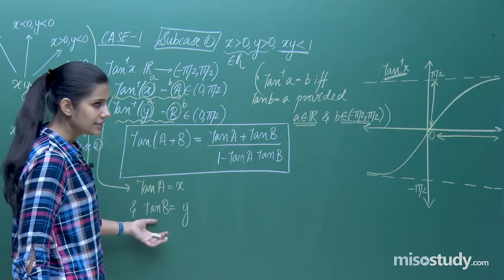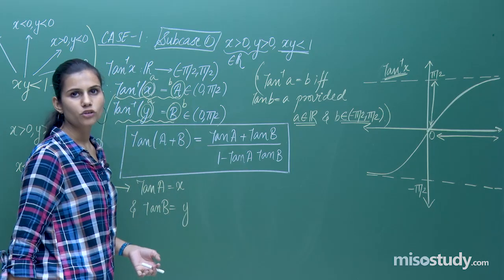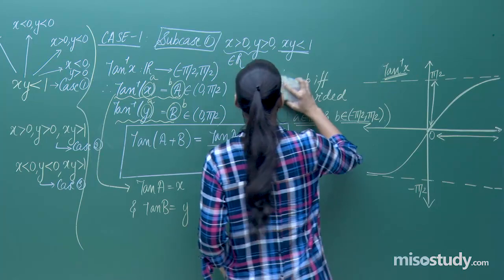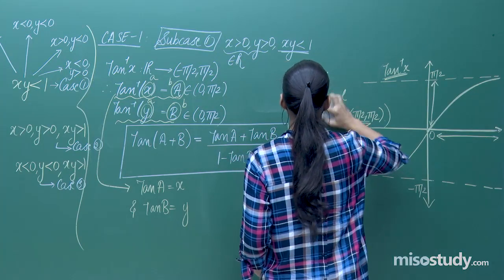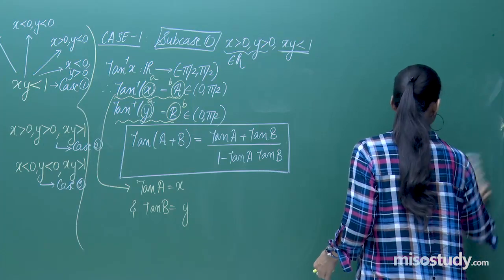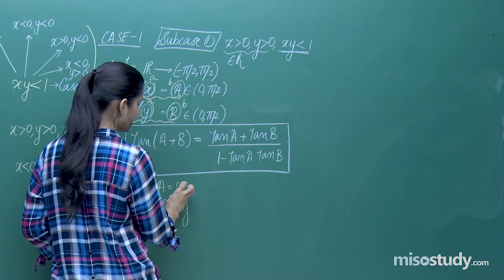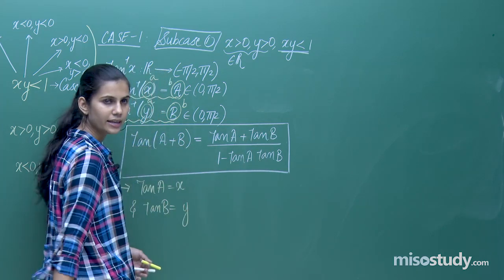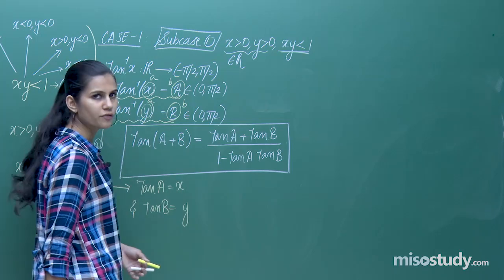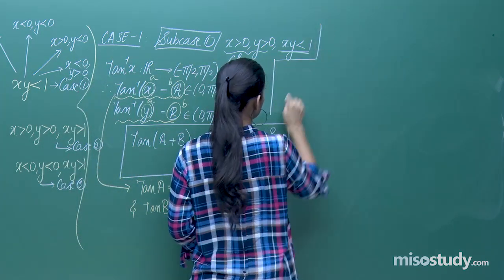Why did I write it like this? Because I want to incorporate this in this result of trigonometric functions. What is it that we can do now? See, if I want to incorporate this in here, tan A will be replaced by x, tan B will be replaced by y, tan A into tan B will be replaced by x into y, and this will remain tan of A plus B, right? So what is it that we are going to have in all?